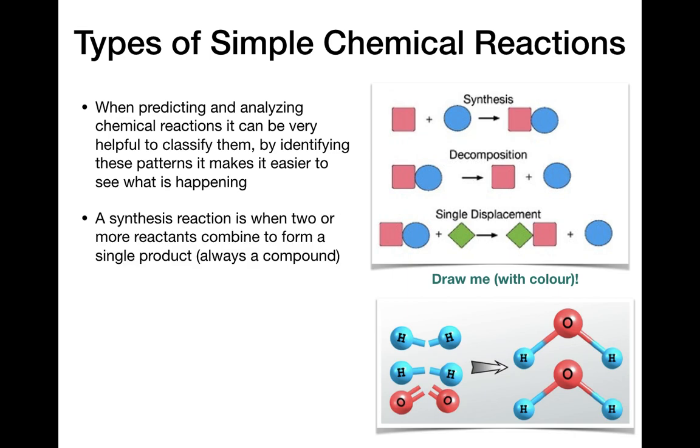So the first type is called the synthesis reaction, as was modeled here. It's where we have two or more reactants that combine to make a single product. So we have the square and the circle combining to make a single product. This is also the same thing here. This is also a synthesis. We have hydrogens and oxygens. The bonds are breaking between them to form new bonds to make water.